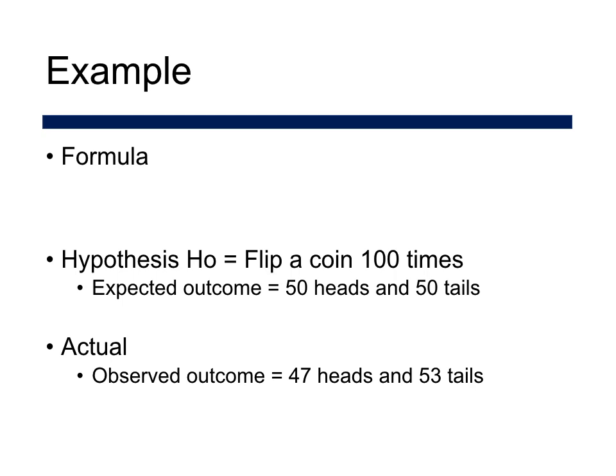Let's do the math. Say we flipped a coin 100 times. Our expected outcome is 50 heads and 50 tails. But when we actually flip the coin, we get 47 heads and 53 tails. Now, let's do the calculation.